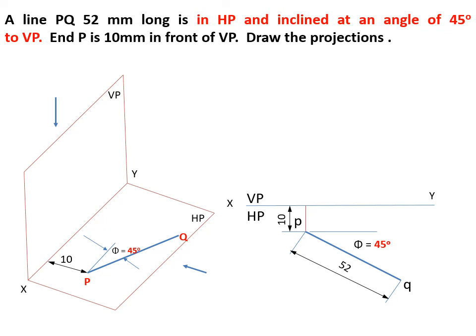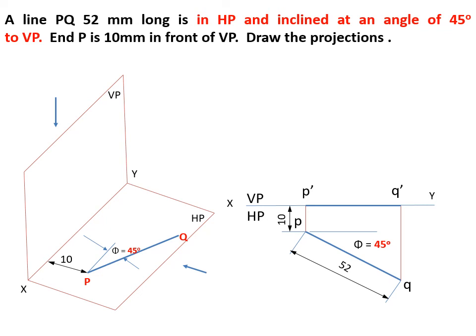With this you can extend the projector from point Q, and the projector from P is already extended. You can easily obtain the corresponding front view P dash and Q dash. Here, what is the true length of the line? The true length of the line is 52 mm. P dash Q dash is not the true length of the line. Wherever you have an inclination, only that view gives you the true length of the particular line.